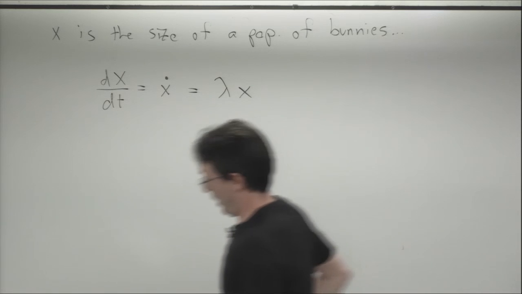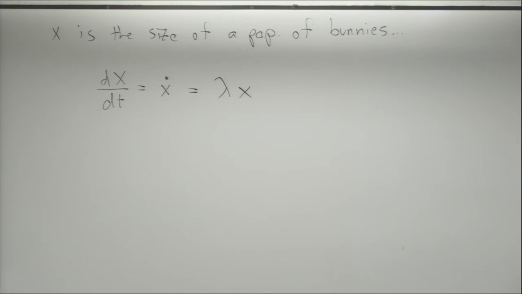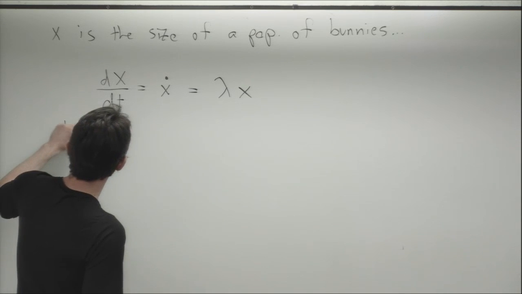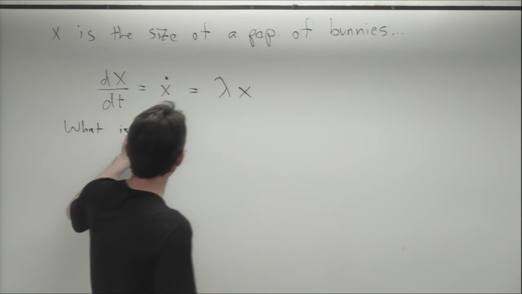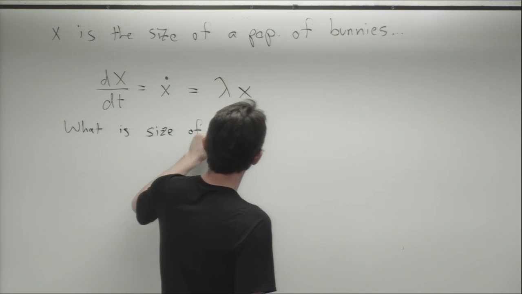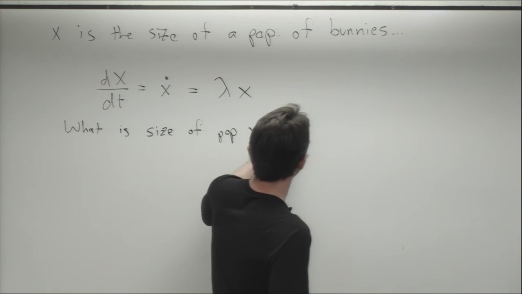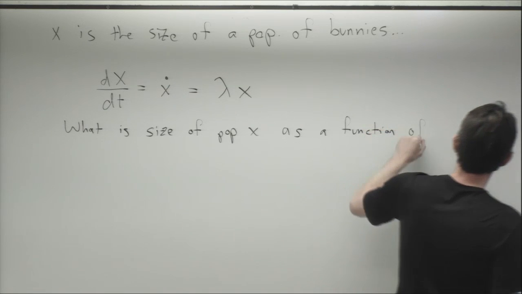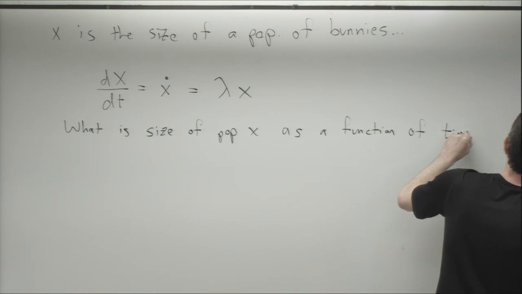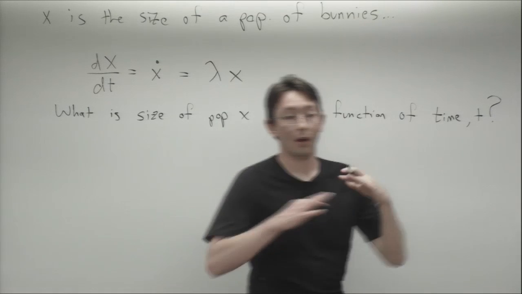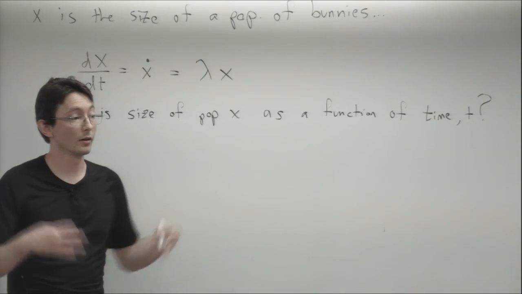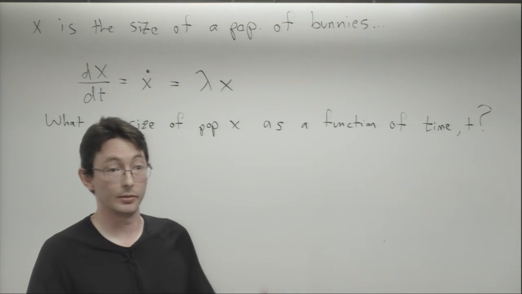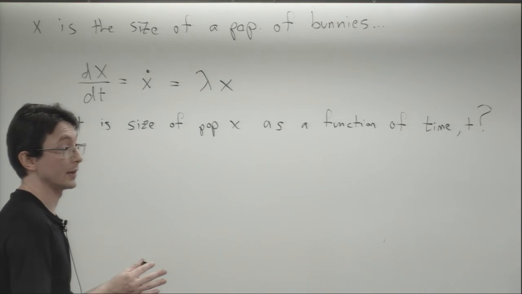Okay? Now, there are a lot of ways to solve this. The basic question we're going to ask is, what is the size of the population, x, as a function of time? How does this population change in 2 years, 3 years, 4 years, 5.5 years? Anytime you specify, I want to be able to tell you how many bunnies there are if I know how fast they procreate. Okay?